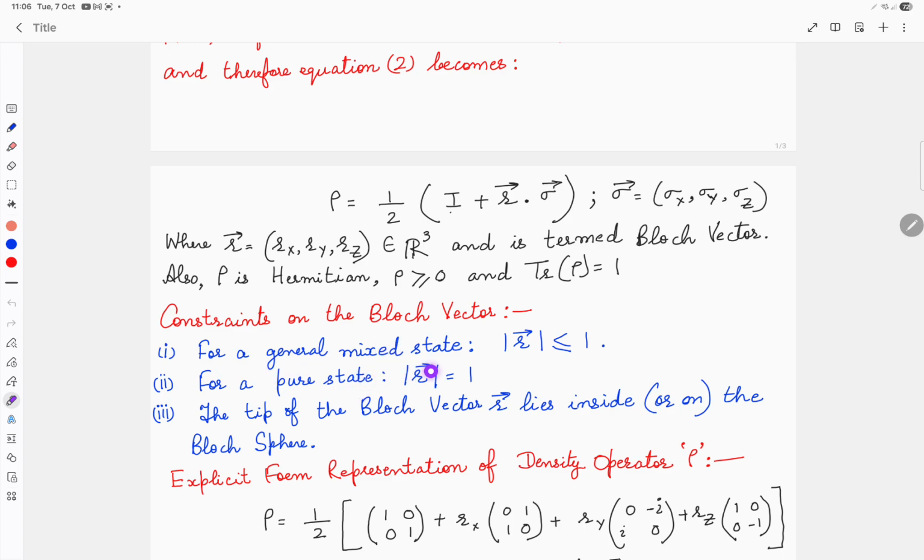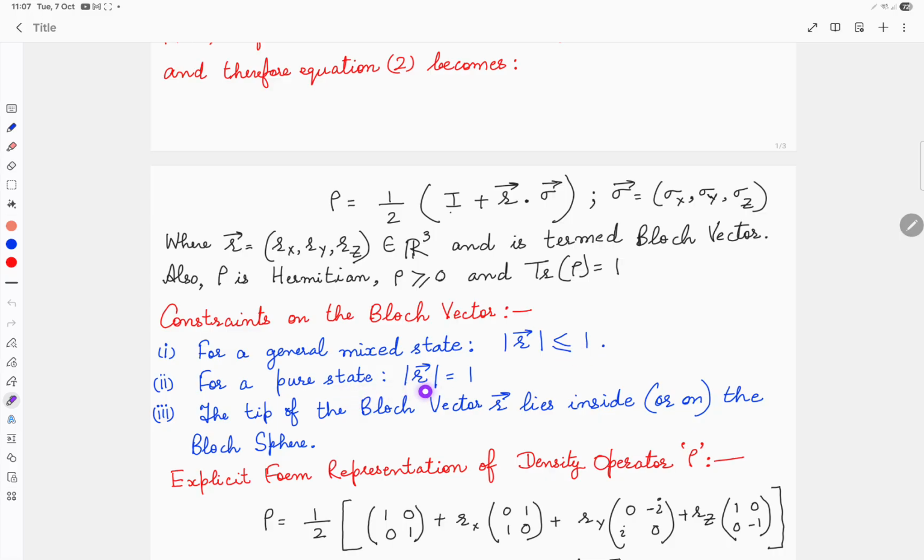For a general mixed state, if the state of the quantum system is mixed, in that case the magnitude of this Bloch vector has to be less than or equal to 1. It can be even less than 1. That means the point will not be on the surface of the Bloch sphere, because we are taking the Bloch sphere to be a unit sphere. So the magnitude of this R vector is less than or equal to 1.